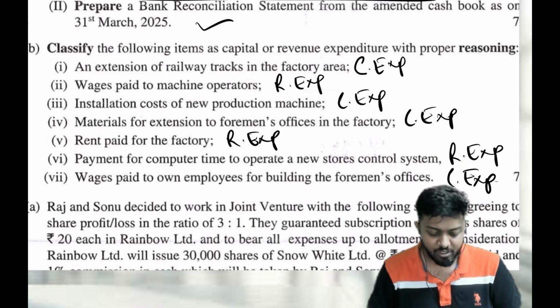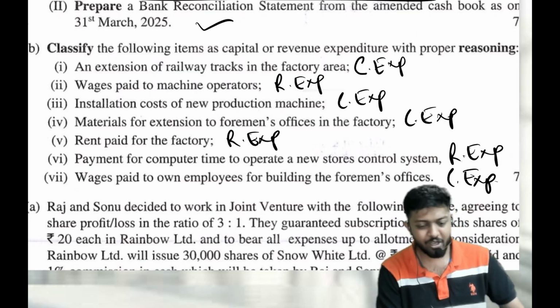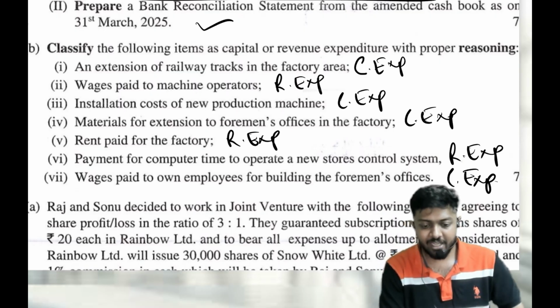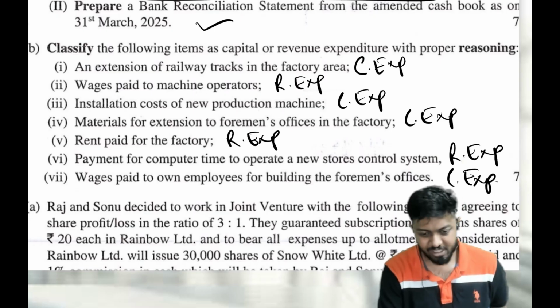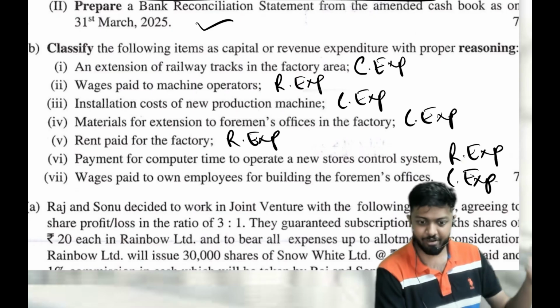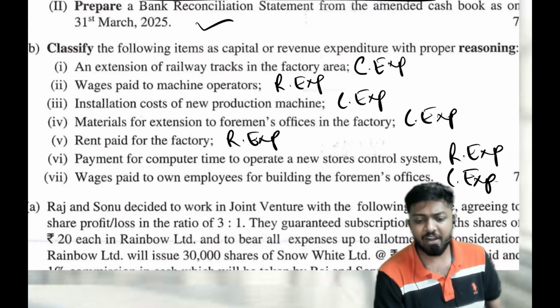It's a capital expenditure. Wages paid to machine operators. It's like normal salary. You're giving labor money to operators. They're operating. It's a normal revenue expense. It's normal wages. Are you getting a benefit for more than 1 year? It's not a fixed asset. They're just operating it. It's like salary. Revenue expenditure.